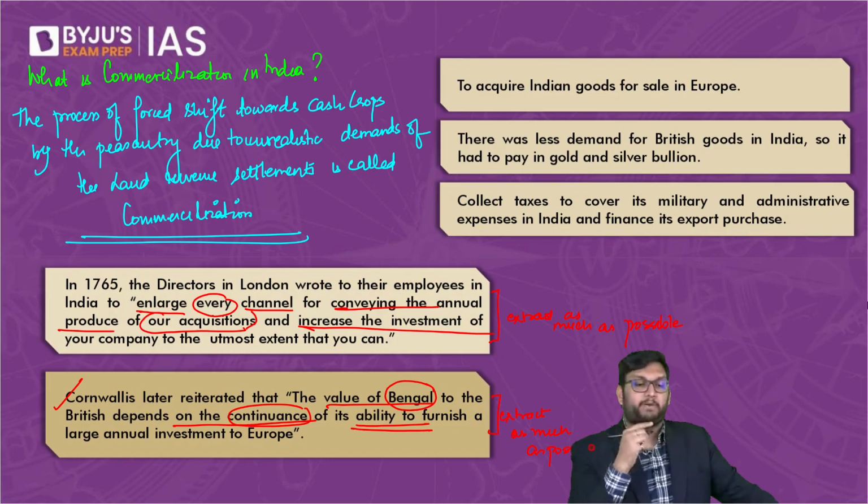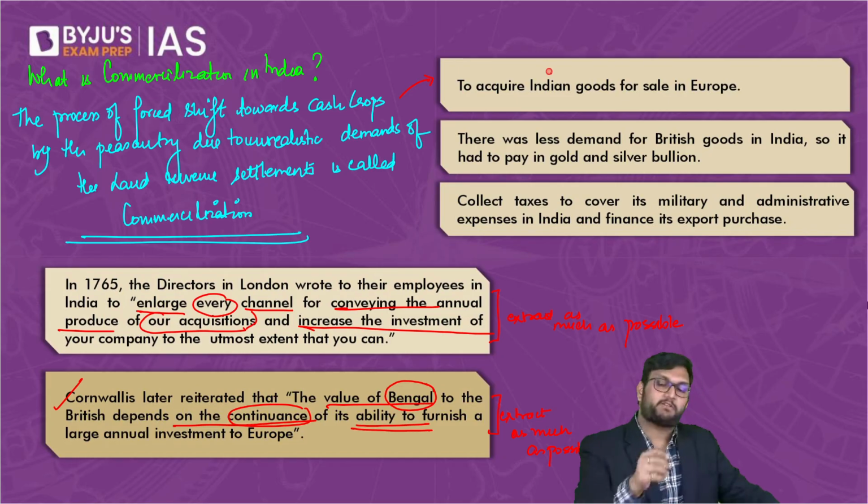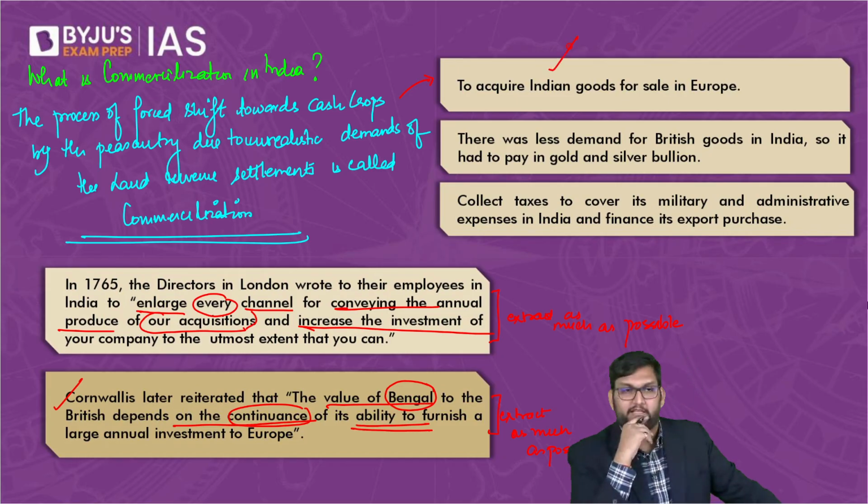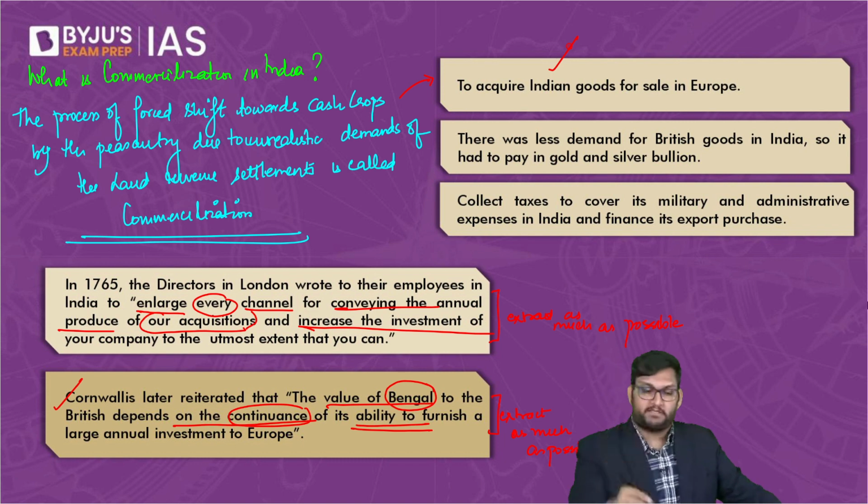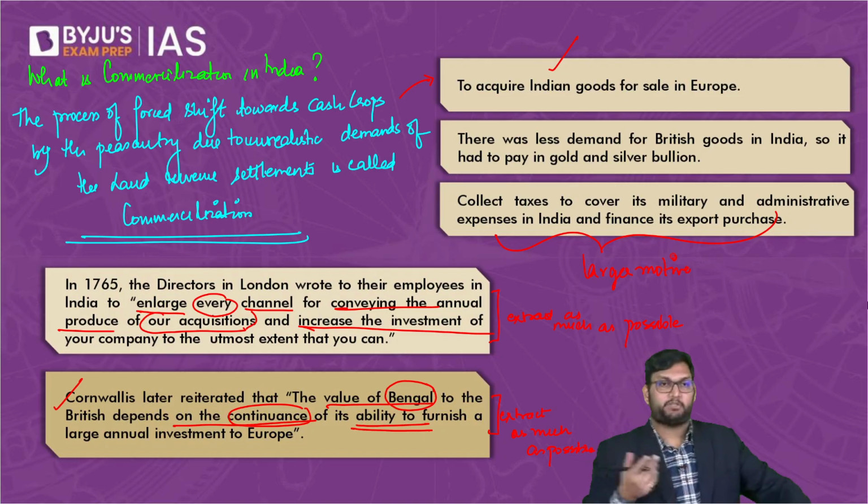What is the purpose of this? The purpose of this is to acquire Indian goods for sale in Europe. There was less demand for British goods in India, so it had to pay in gold and silver, as you remember. Collect taxes to cover the military and administrative expense in India and finance its export purchase. This was the larger motive in India itself.